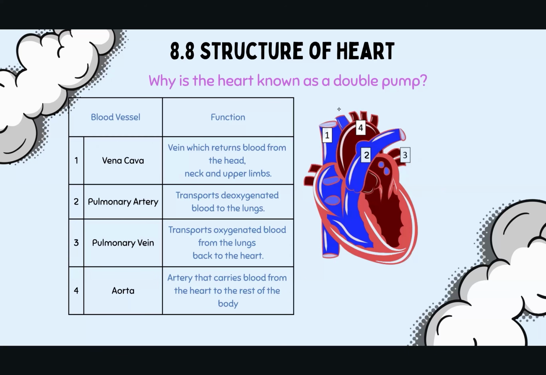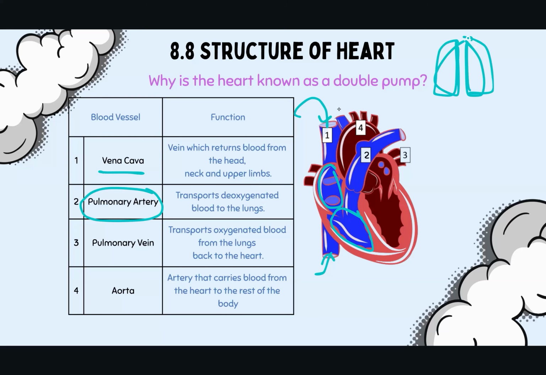Okay, these are four of the main arteries and veins. The vena cava is a vein, and it brings blood from the rest of the body, returning from the head, the neck, and the upper limb. So it brings deoxygenated blood into the right atrium. The right atrium then contracts and sends blood to the right ventricle. The right ventricle contracts and that sends blood through the pulmonary artery, not to the kidneys, sorry, to the lungs.